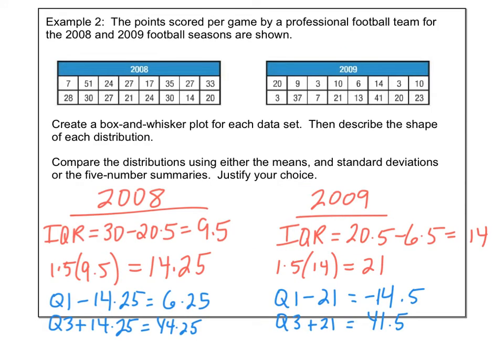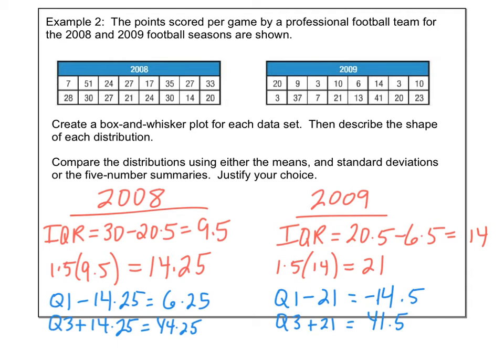So our second example for this lesson has the points scored per game by a professional football team for 2008 and 2009 football seasons are shown. Create a box and whisker plot for each data set, then describe the shape. Compare the distributions using either the means and standard deviations or the 5-number summaries. Justify your choice.